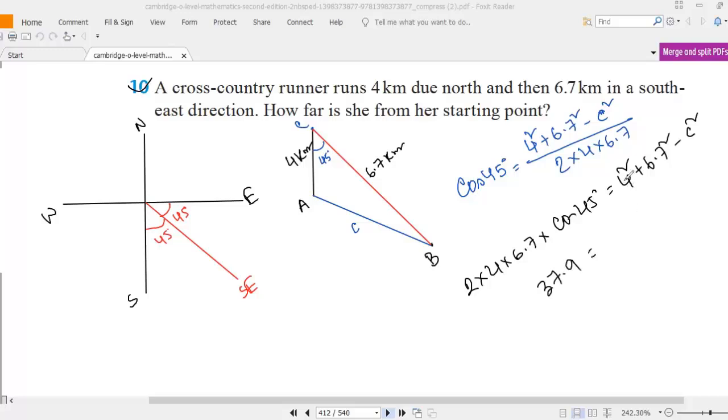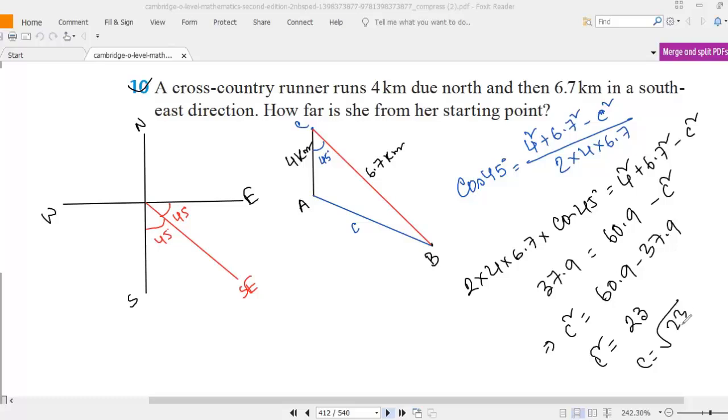37.9. Now, if we add 4 square plus 6.7 square, 60.9. So c square will be 60.9 minus 37.9. So c square will be 23. So c will be square root of 23. So the answer will be 4.8 kilometers. Now we can say she is 4.8 kilometers away from her starting point. So the distance of AB will be 4.8 kilometers.